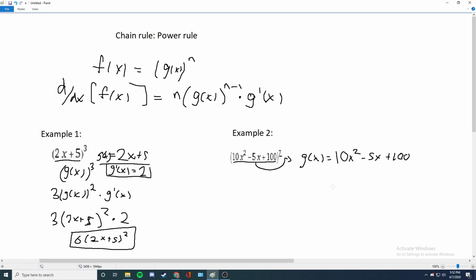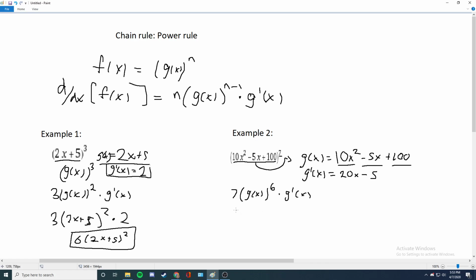So just like the last problem, we'll just knock this g prime of x out. So the derivative of 10x squared is just going to go to 20x, minus the derivative of 5x, which is just 5, and the derivative of 100 is 0, so that's where we're leaving it. So now we'll follow this rule. So our n in this case is 7, so we'll have 7 times g of x to the 6th power times g prime of x.